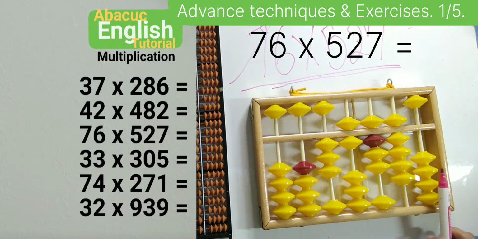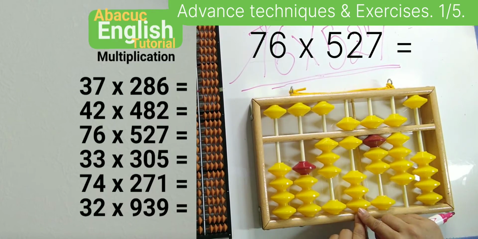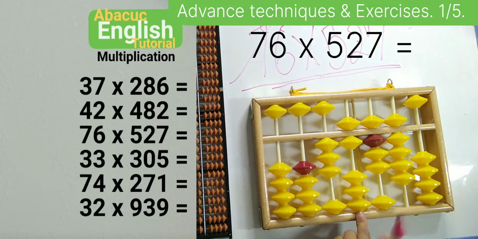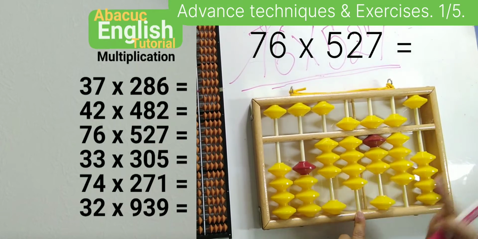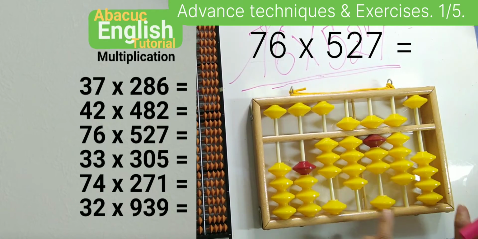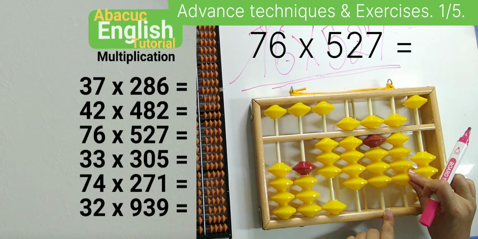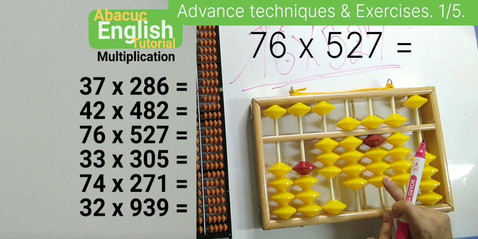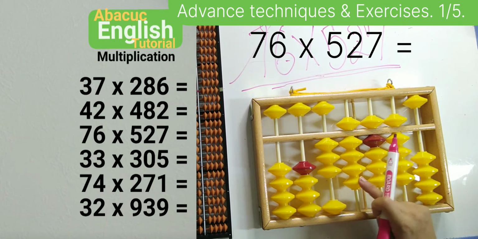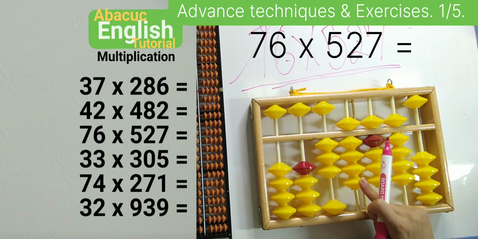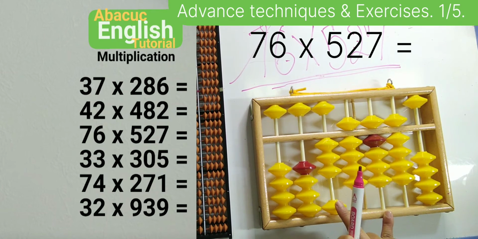Next is 4 digits, 1, 2, 3, 4 digits starting from this rod. 6 fives are 30, so 3 and 0. You don't need to do anything for 0. Change. 6 twos are 12, 1 and 2 here, but all the beads are moved. So you have to borrow from here. So it's also moved from here. This also moved, and now finally you have to add from here.